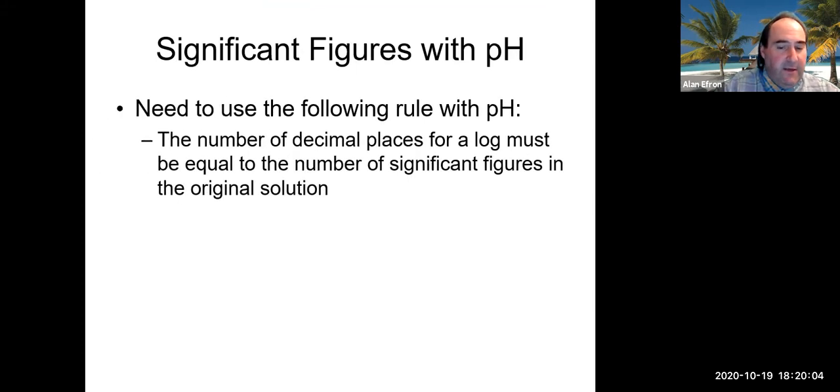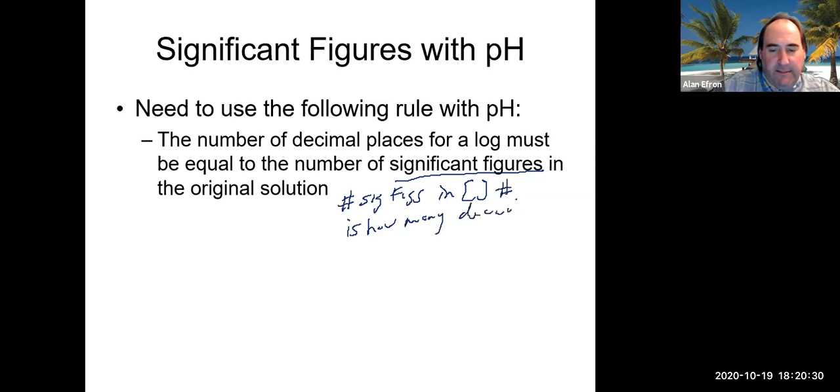All right, so let's take a look here. Let's talk about sig figs and pH. When you calculate the pH, the number of decimal places in your pH value equals the number of significant figures in the concentration. So the number of sig figs in your concentration number is how many decimal places you should put in your pH number. Not significant figures, but decimal places. So it is sig figs to decimal places when you're doing that.